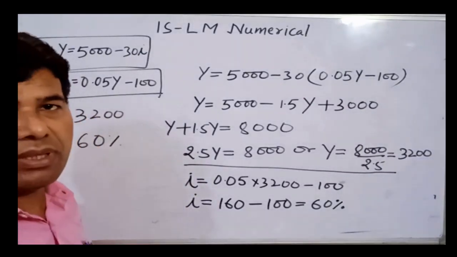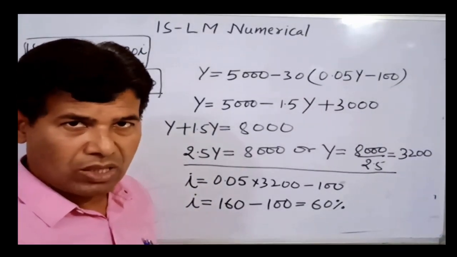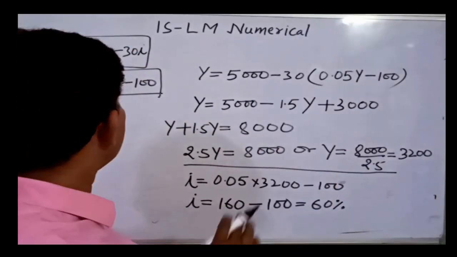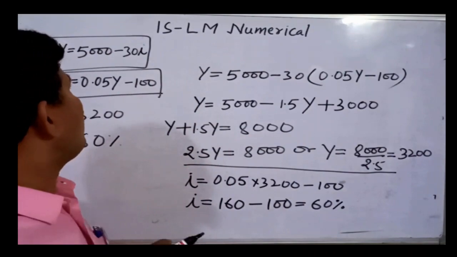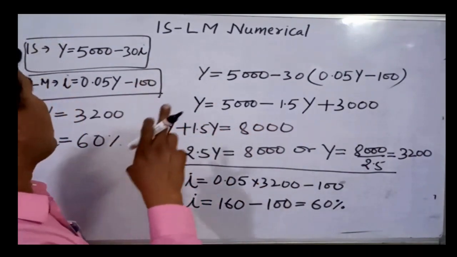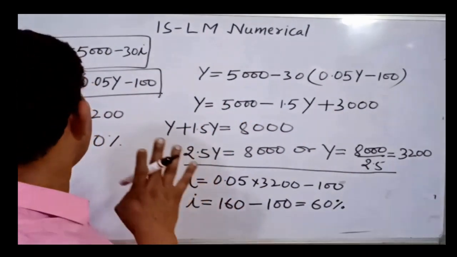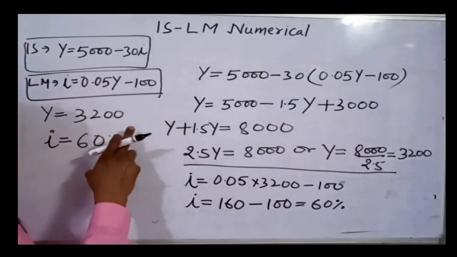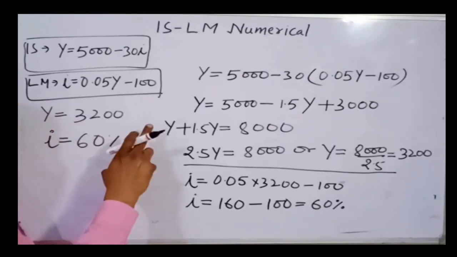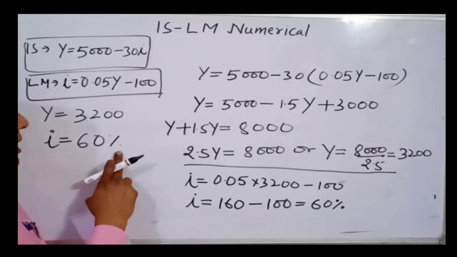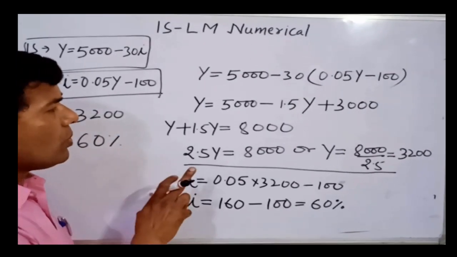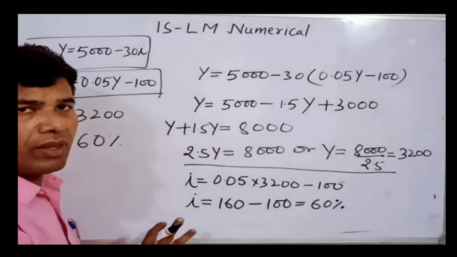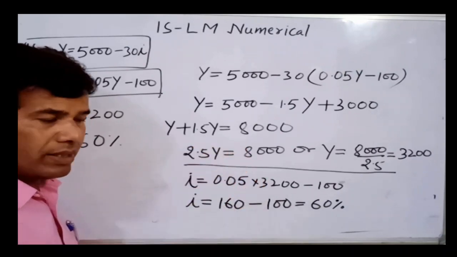So this is the answer for the first question of this numerical question, right? The IS equation is Y is equal to 5,000 minus 30i. The LM equation is I is equal to 0.05Y minus 100, and the equilibrium income is 3,200 and the interest rate is 60%, right? So this is your first question of the numerical illustration.